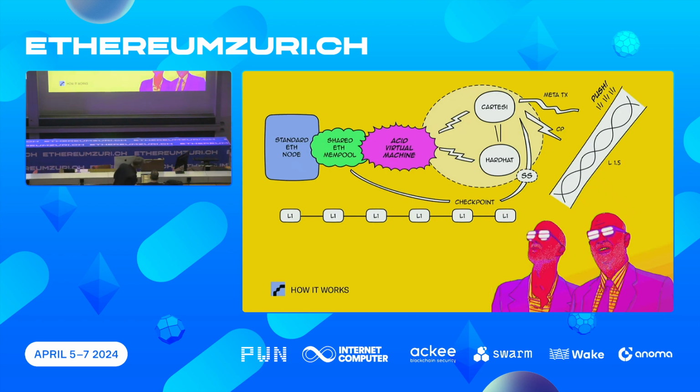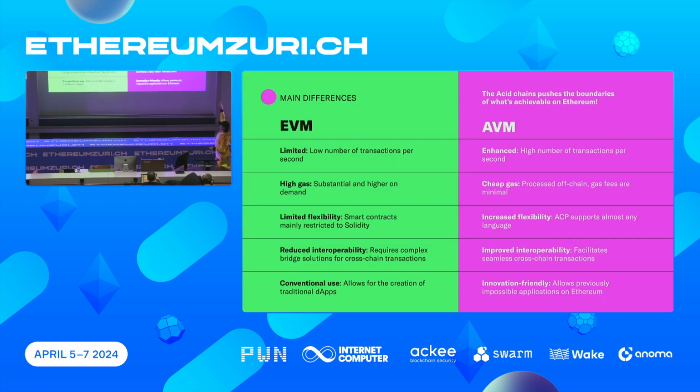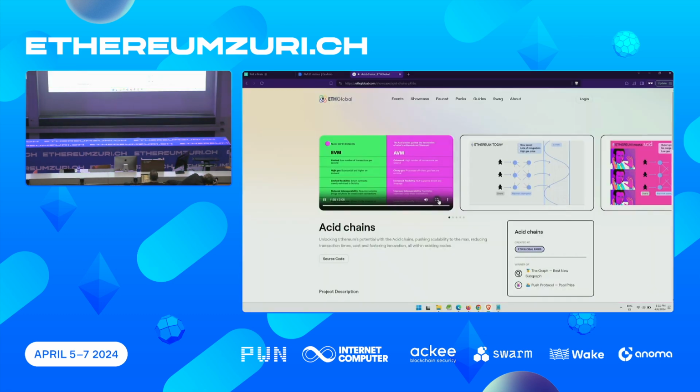So what happens here is you have a standard node, they share it in the mempool, with a virtual machine that could be any. In this case, we use Cartesian and Hardhat. We have the meta transactions in the layer 1.5, and then you have checkpoints, which is the same thing that rollups do, but this will happen organically. Here is just a table of contents.